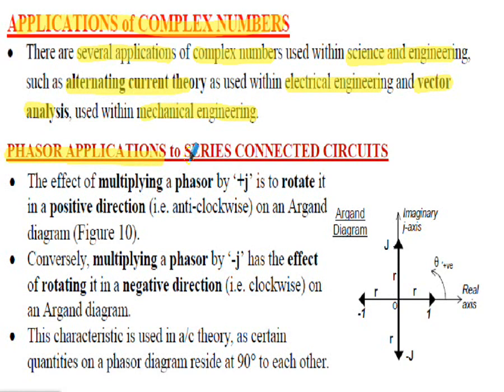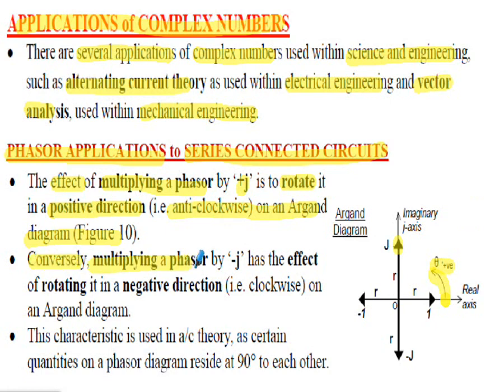Phasor applications to series connected circuits. The effect of multiplying a phasor by positive j is to rotate it in a positive direction, that is anti-clockwise on an Argand diagram. Don't forget the positive notation on an Argand diagram is anti-clockwise from the real axis, as shown here. So multiplying the value on the real axis of 1 by j, we get a positive j value on the imaginary axis.